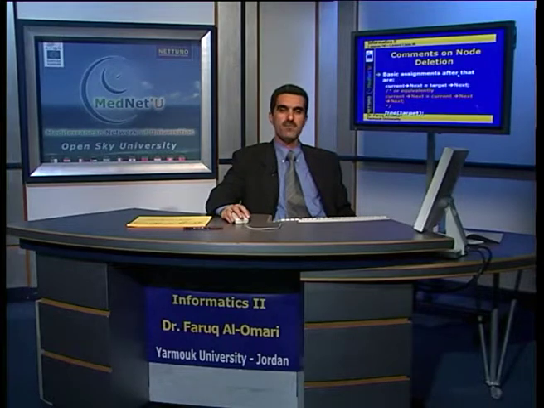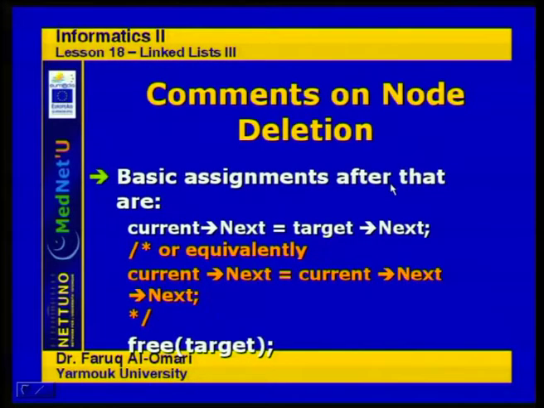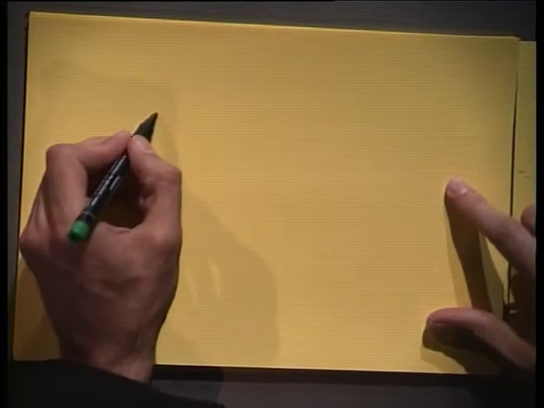Basic assignments that I need to do after that. Well, basically, I'm going to do something like current arrow next equals target arrow next. And in this piece of code in here, actually, we're assuming the following. We're assuming, here's my list.